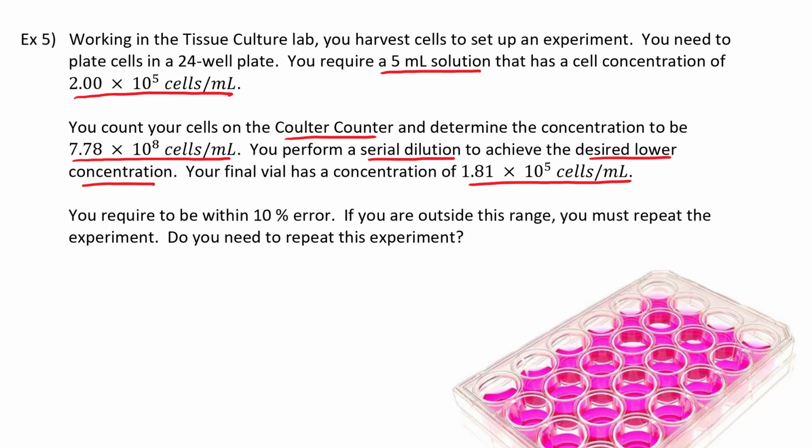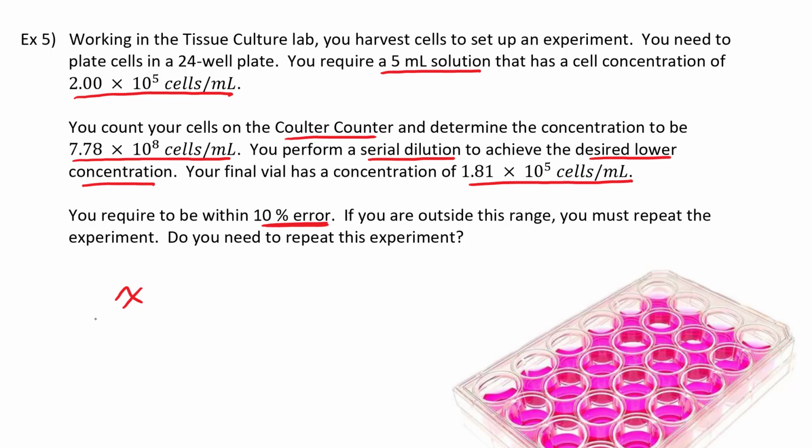In the end, we count our cells and we determine we have 1.81 times 10 to the 5 cells per ml. In many laboratories, you must be within 10% error, or sometimes 5% error. For this question, we'll say you must be within 10% error. The question is, is this acceptable, or do you have to repeat the experiment? Let's do the math now.